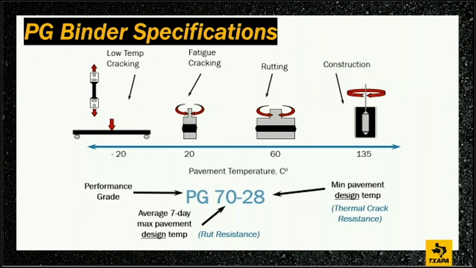So, when we talk about the temperature requirements, it's the average 7-day maximum pavement design temperature is the high number. That's the big number. We're going to call that the big number. The little number is the minimum pavement design. Okay, that's the minimum. The big number relates to rut resistance. The little number relates to crack resistance. Okay, it's always a balancing act.